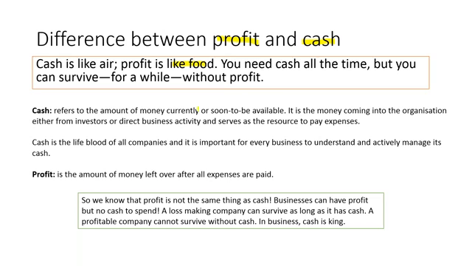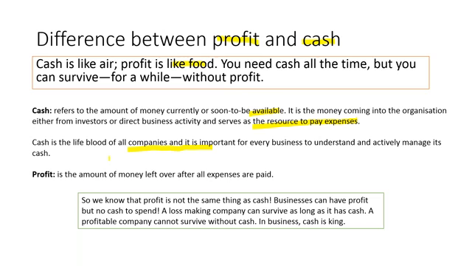Okay, so let's explain it a little bit more so you understand better. Cash refers to the amount of money currently or soon to be available. It is the money coming into the organization either from investors or direct business activity, and it serves as resources to pay expenses. So that's what cash is. Cash is the lifeblood of all companies, and it is important for every business to understand and actively manage its cash. On the other hand, a profit is the amount of money left over after all the expenses are paid.